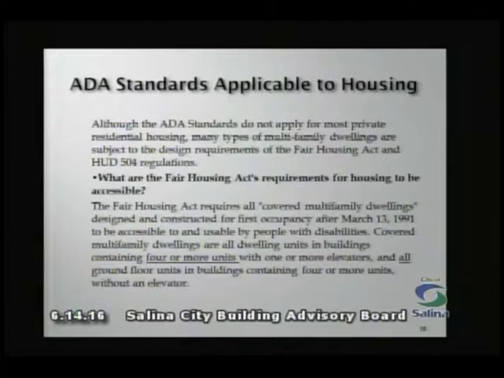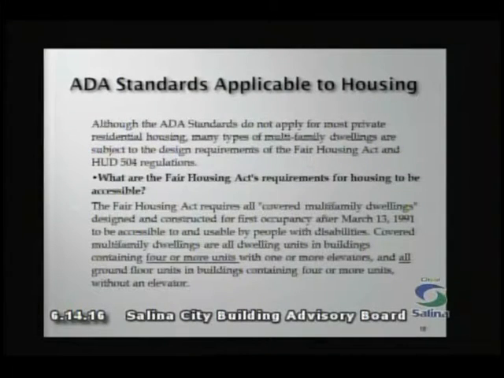Now, is it applicable to most other housing? As we say, it doesn't apply for most private residential housing, but many, many types of multifamily are subject to the design requirements of the Fair Housing Act and HUD 504 regulation. So just because we're saying that private residential housing, say an apartment complex, may not fall under the authority of the 2010 ADA standards, there are still other things that must be met. So we're looking at Fair Housing Act may come into play, HUD 504 regulations may come into play. So there's other areas that we need to look at.